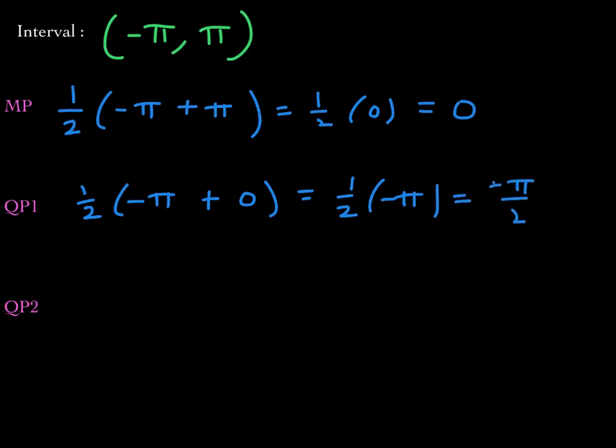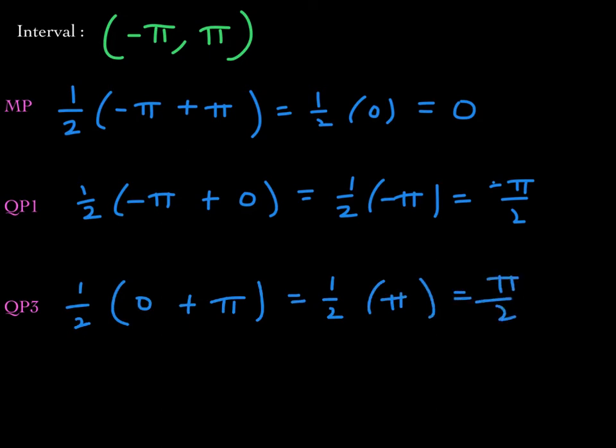Now, to find the third quarter point, I did it again, folks. This is supposed to be called quarter point number 3. Again, the reason is because the midpoint is technically your second quarter point. So anyway, going back, the third quarter point is half of the sum of the midpoint and the right endpoint. So it'll be half of pi, which we know to be pi over 2. So we found those three. Now if you count the endpoints, it's 1, 2, 3, 4, 5 input values that are going to be really key for us.